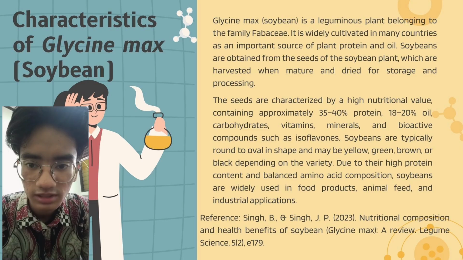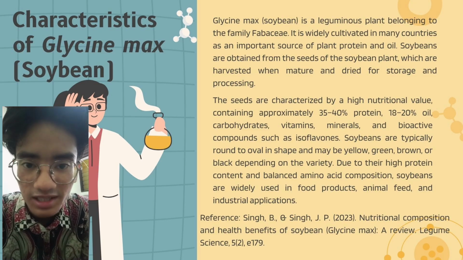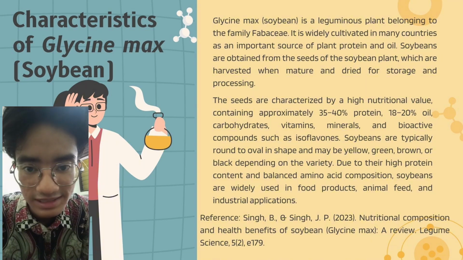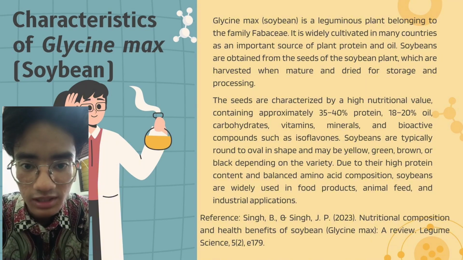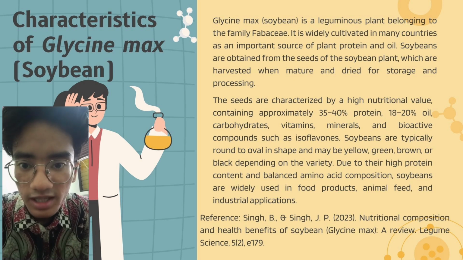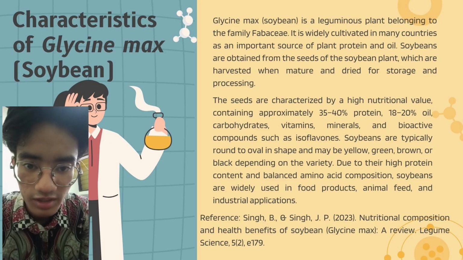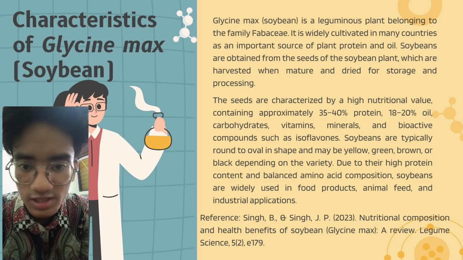Next is about the characteristics of Glycine max, the soybean. Soybean is a leguminous plant belonging to the family Fabaceae. It is widely classified in many countries as an important source of plant protein and oil. Soybeans are obtained from the seeds of the soybean plant, which are harvested when mature and dried for storage and processing.